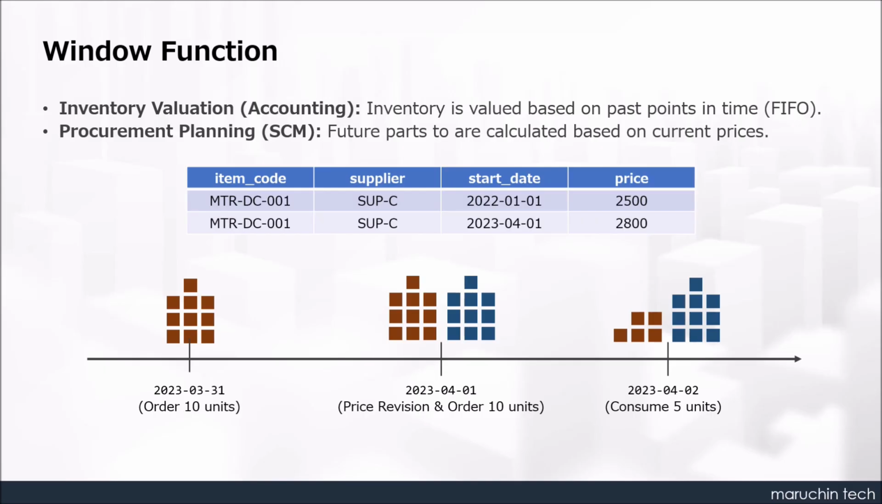Generally, FIFO, first in, first out, is commonly used in inventory management. This means older stock is used first and newer stock is used later. Strictly managing the date of arrival is particularly important for products with expiration dates. In actual logistics operations, FIFO is strictly enforced. For this example, let's assume the unit price was 2,500 until March 31st and changed to 2,800 from April 1st onward.